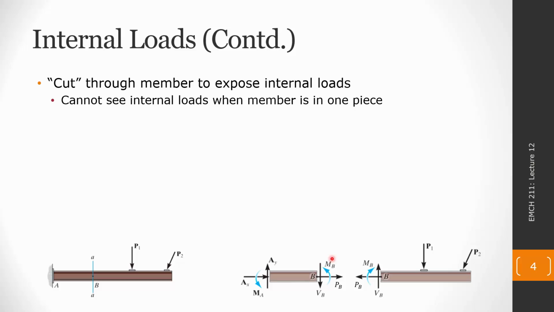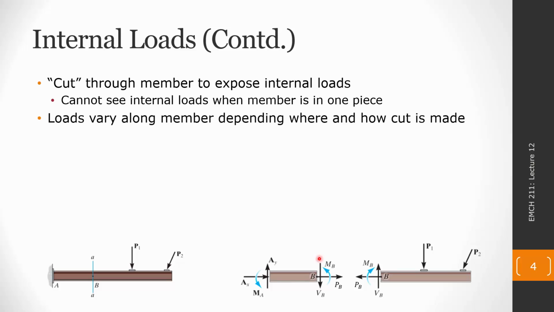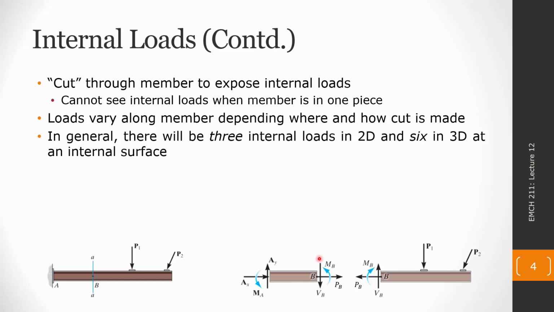Notice there are now 3 unknown loads introduced at that cut surface. I put a subscript B for these 3 unknown loads, because if we cut at point B versus somewhere to the right of it or somewhere to the left of it, these 3 loadings can be different and are subject to change depending on where we are analyzing the internal loading. Again, generally for these 2D rigid bodies, when we make this cut, we're going to be exposing 3 internal loads. And we're going to see when we get into 3D that it's going to introduce 6 internal loads.